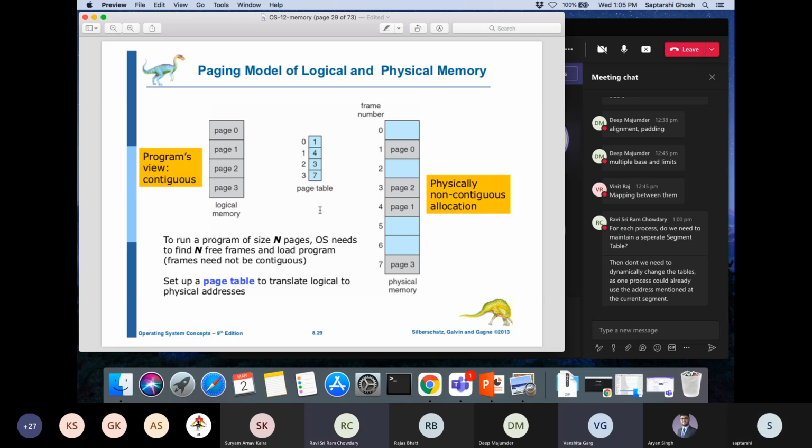Yes, sir. Now I got it. The page table is filled up after the OS allocates some frames to a process. The OS maintains this, so the same frame will not be allocated to multiple processes at the same point of time. Yes, sir. Understood.